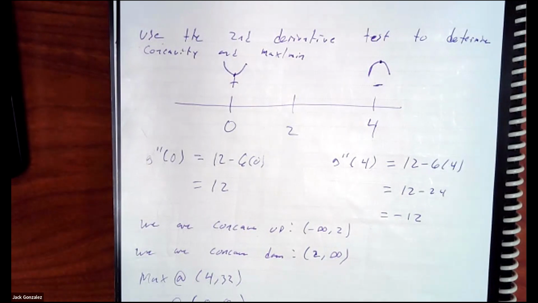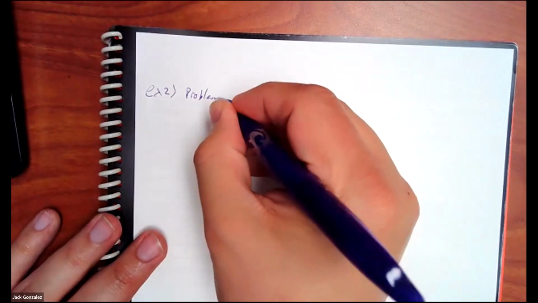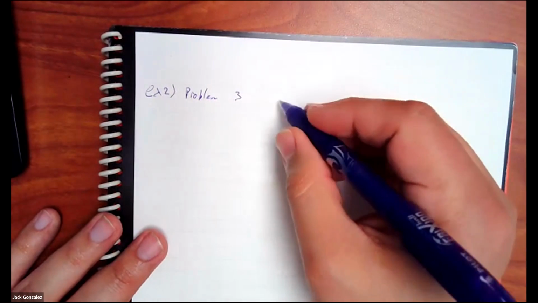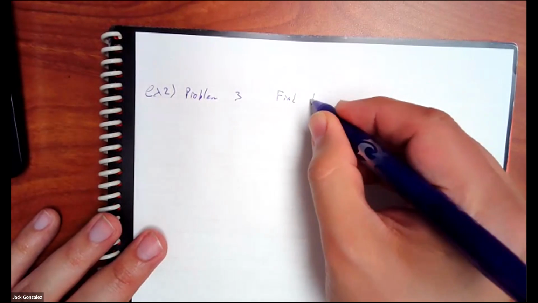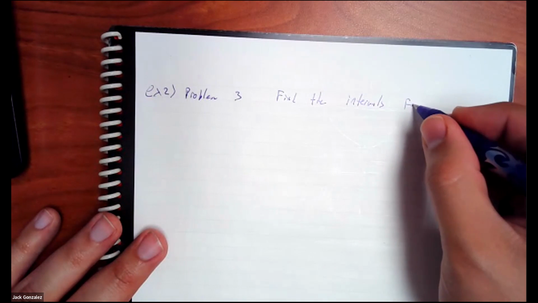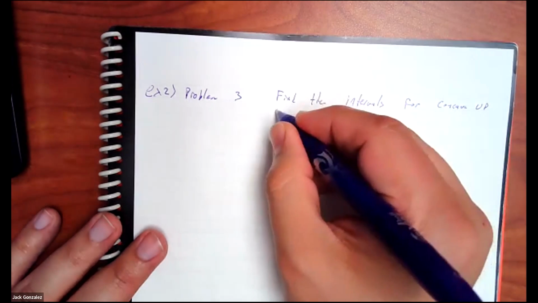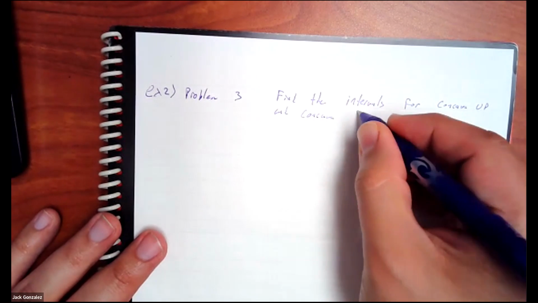So example 3, let's do the same thing. Take 2 derivatives, set to 0. That'll be your inflection point, and then test below and above. That's technically all we are doing. Find the intervals for concave up and concave down.